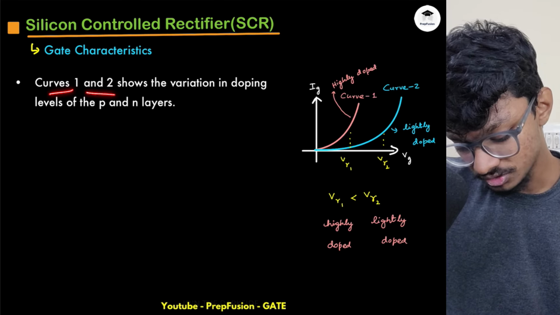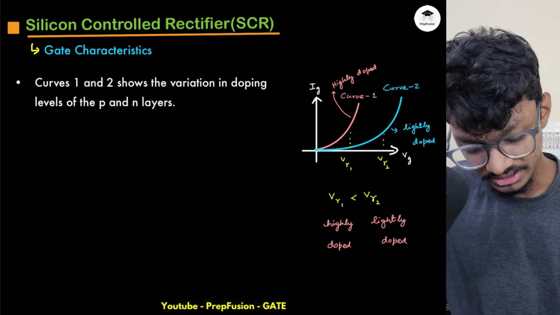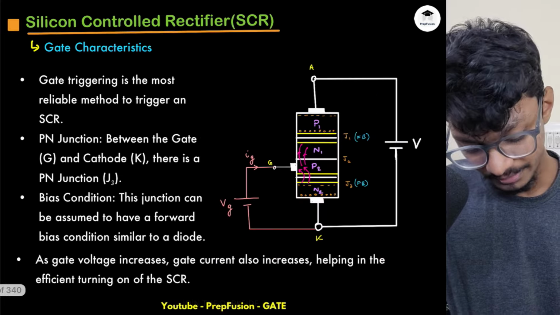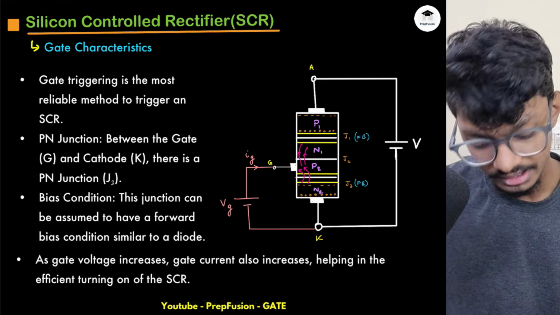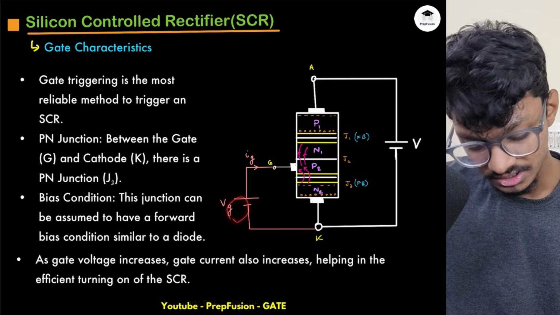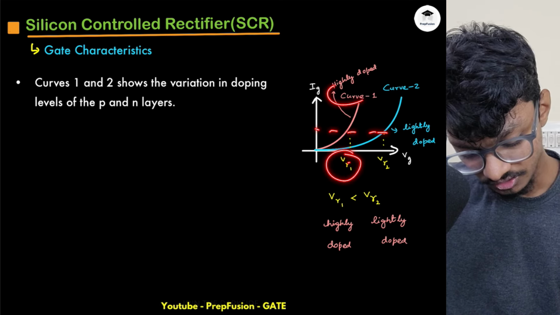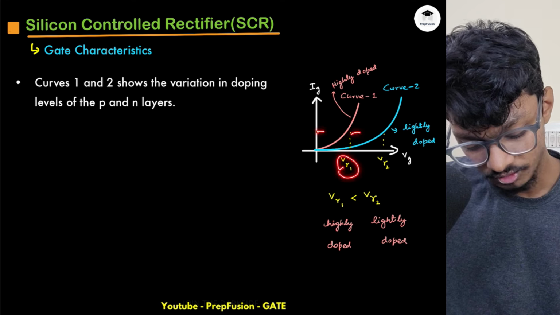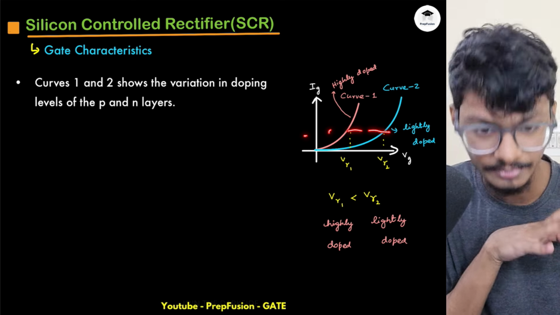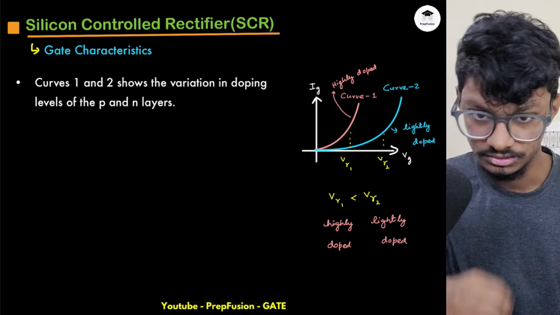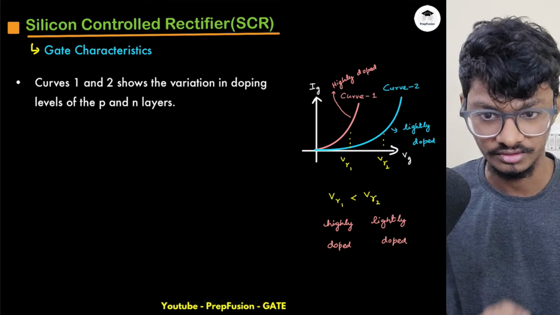Now curve 1 and 2 show the variation in doping levels of P and N layers. If curve 1 is this, if my P and N are very highly doped, then I will need to provide less voltage for the same amount of current. So you can observe, right? For the same amount of current, in case of highly doped, less voltage, and for curve 2, it is lightly doped, I have to provide more voltage to flow the same current. So the gamma or the voltage all depends on the doping. That has been explained in diode characteristics, that has been written over here.